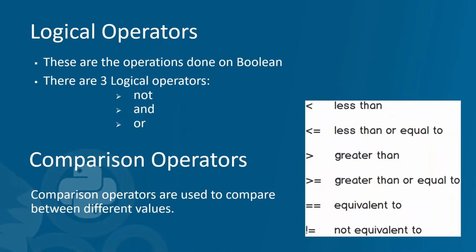And now logical operators, and these are operations done on Boolean, and basically there are three types of operators, namely not, and, or. And the next one is comparison operators, and these are used to compare between different values, and there are 6 different types of comparison operators. One is less than and less than or equal to, greater than or equal to, equivalent to and not equivalent to. So we will see some examples in Google Colab.